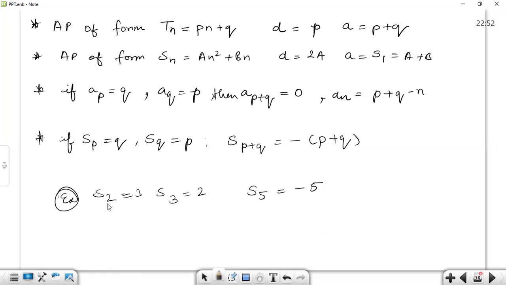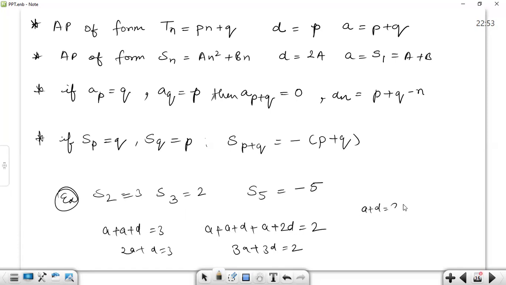Okay. So let's say the sum of two terms can be written as a plus a plus d, the first two terms. The sum of three terms is a plus a plus d plus a plus 2d, the first three. Sum of five terms. Okay, anyways, let's solve this first. 2a plus d becomes 3. Now 3a plus 3d becomes 2, which says a plus d becomes 2 by 3.